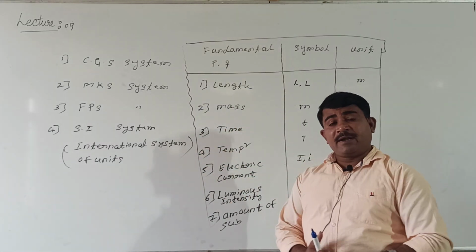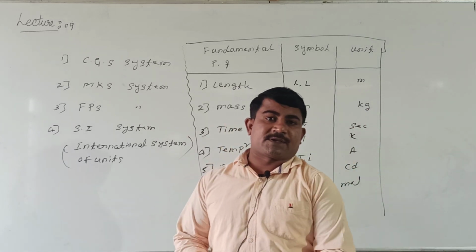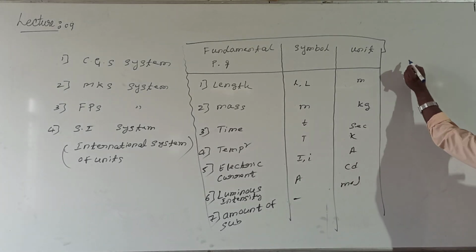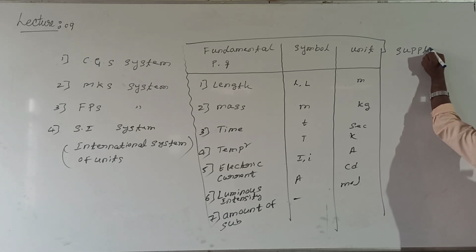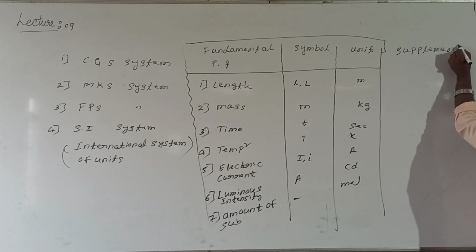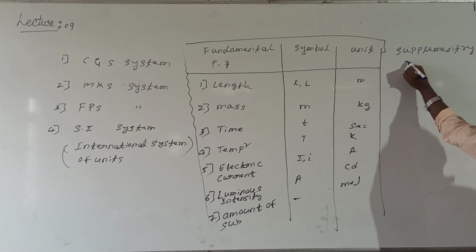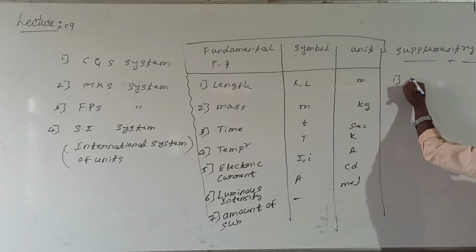We said that 7 fundamental units are there along with 2 supplementary units in SI system. The supplementary units in SI system, those are, one is nothing but plane angle.